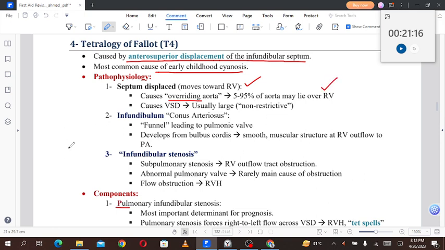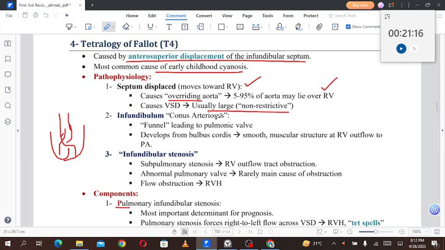Suppose that we have the VSD, it looks something like this. The aorta was supposed to look something like that, but because the septum is actually present but displaced, the aorta looks something like this. It is overriding the ventricular septal defect and is present over both ventricles, and in some cases it may be present over the right ventricle. But it is not like transposition of great arteries, because there is a ventricular septal defect and both ventricles can push their blood into the aorta. This causes a VSD, usually larger and non-restrictive.